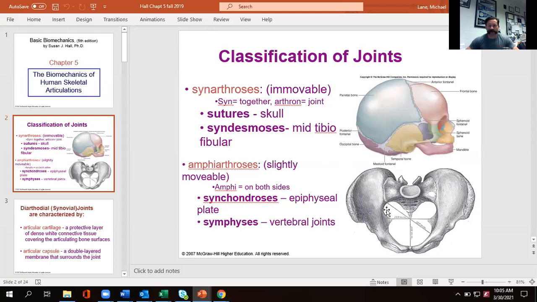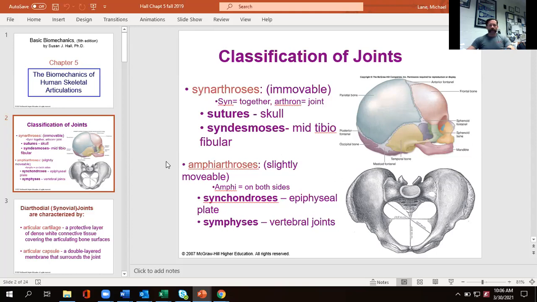So let me tell you, those SI joints are going to move. Not a whole lot, but if any of you ever sprained your SI joint, or know someone who has, from experience, it hurts and it sucks because it's right at the base of the hip, and it's really bad when you're doing darn near anything.